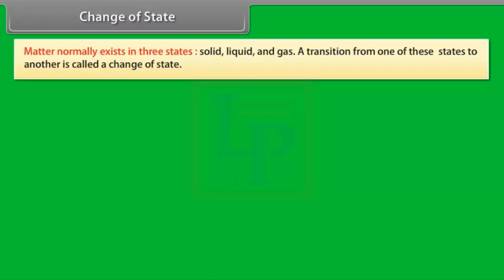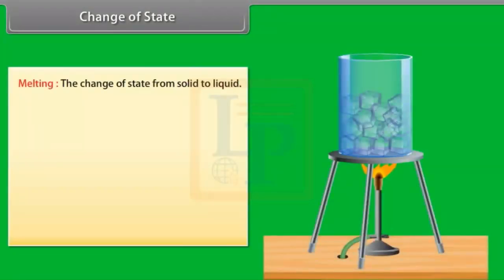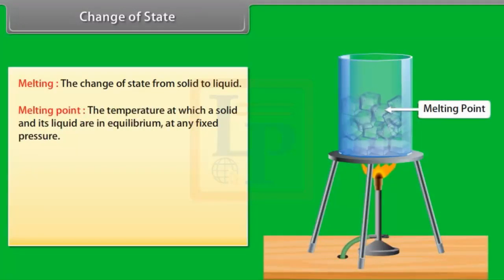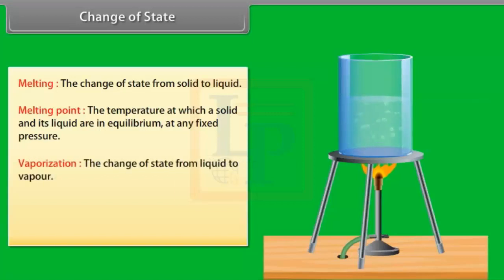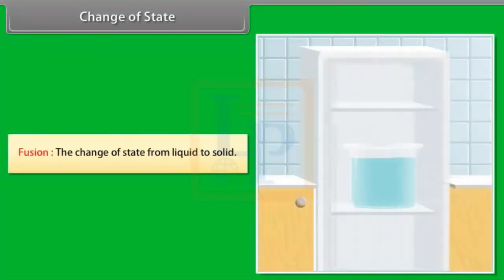Change of state. Matter normally exists in 3 states: solid, liquid and gas. A transition from one of these states to another is called a change of state. Melting. The change of state from solid to liquid. Melting point. The temperature at which a solid and its liquid are in equilibrium at any fixed pressure. Vaporization. The change of state from liquid to vapor. Boiling point. The temperature at which the liquid and the vapor states of the substance coexist. Fusion. The change of state from liquid to solid.